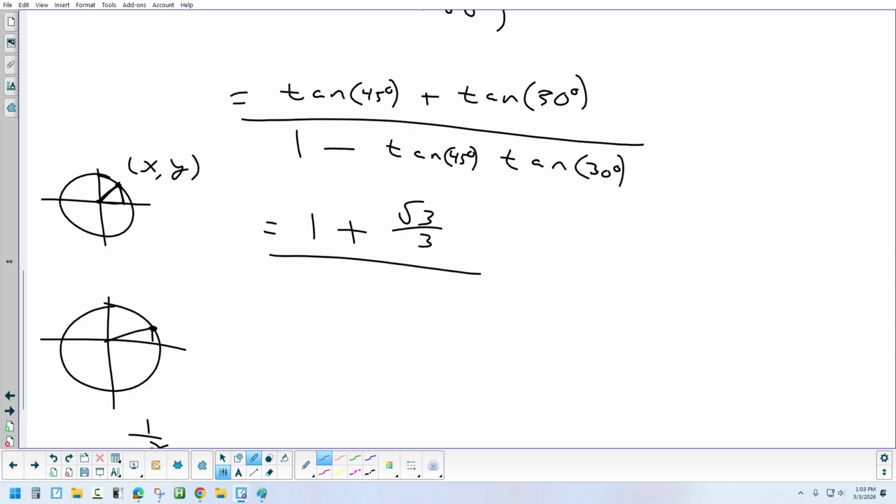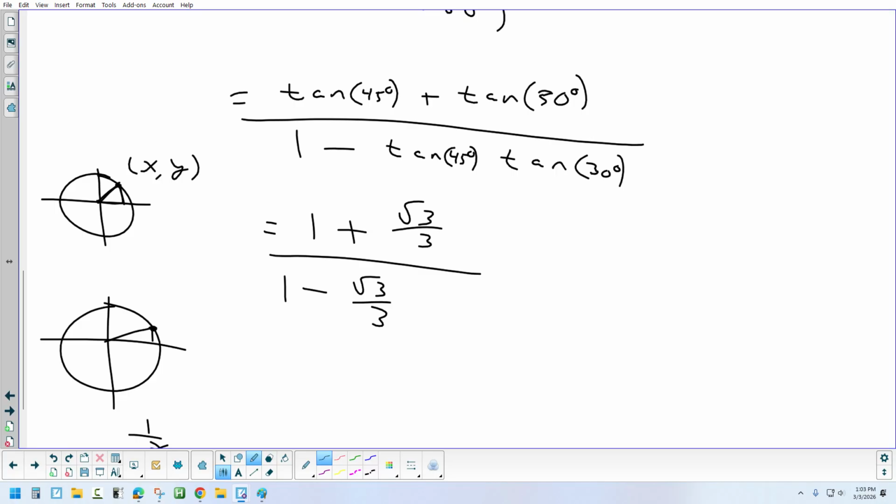Now, we've already done all the calculations that we're going to need to figure out the bottom. We did them at the top. So 1 minus tangent of 45 is just 1. Tangent of 30, root 3 over 3. Okay. Now, there's two things wrong with that. One, we don't want to leave a root in the bottom. Two, we don't want to leave a fraction within the other part of the fraction. So let's fix the fraction first.